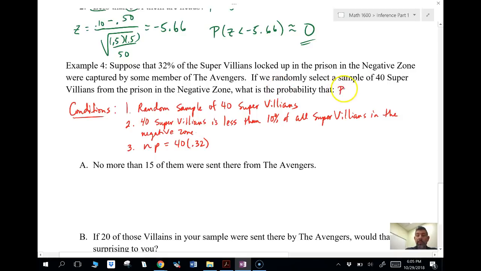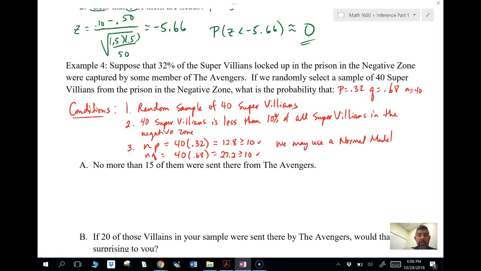All right, I should have labeled those in the beginning. p is 0.32. q is going to be 0.68, and n is 40. All right, so then I'm going to have np and nq here. All right, so now we're ready to answer these questions.